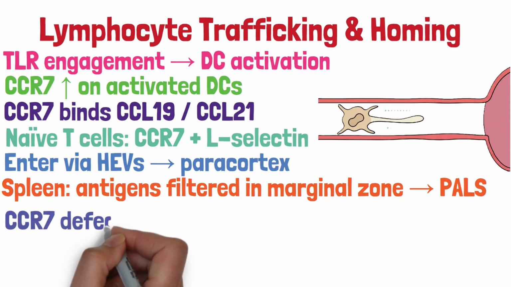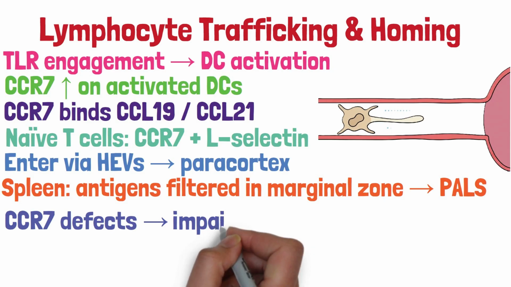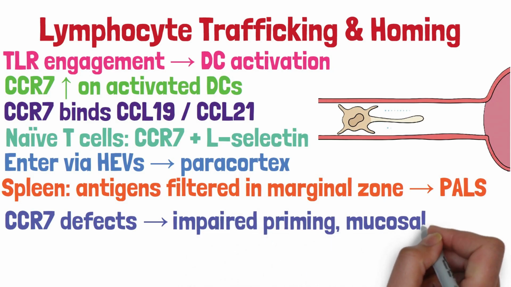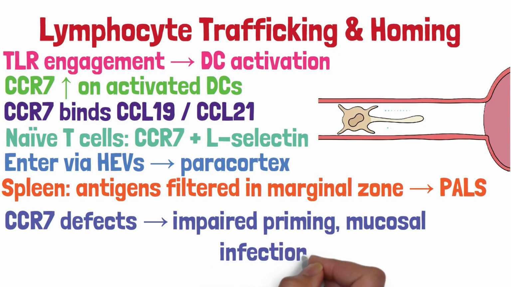And here's the clinical catch. If CCR7 or its ligands are defective, DCs can't migrate and T cells can't get primed, leading to immunodeficiency and a much higher risk of mucosal infections.